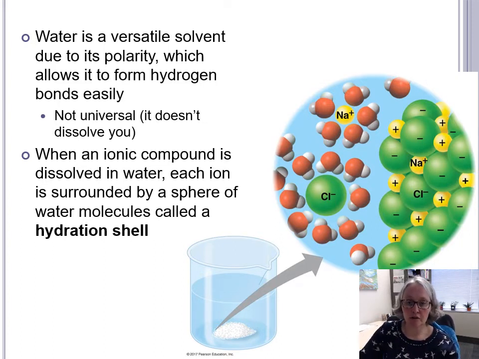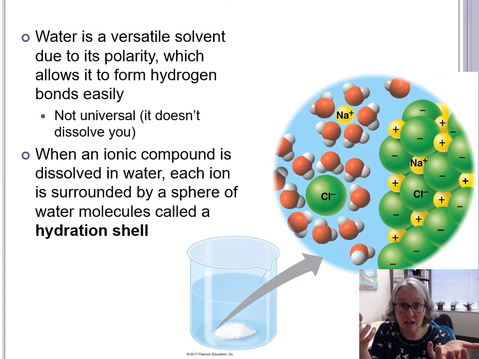Let's look over here at this picture that's on the side of the screen. So the yellow and green thing represents a piece of salt. So that's sodium chloride held together with ionic bonds. Water is able to dissolve ionic compounds very easily. Water has a charge on it. Ionic compounds have charges on them. Water is able to dissolve things with charges.